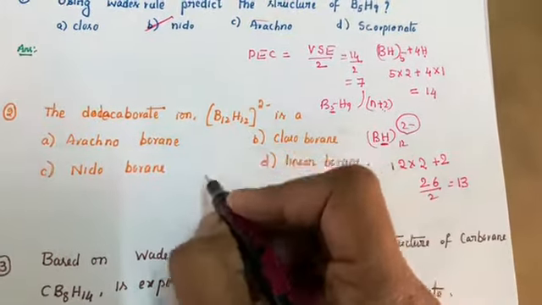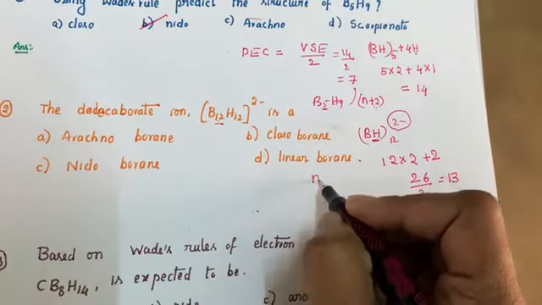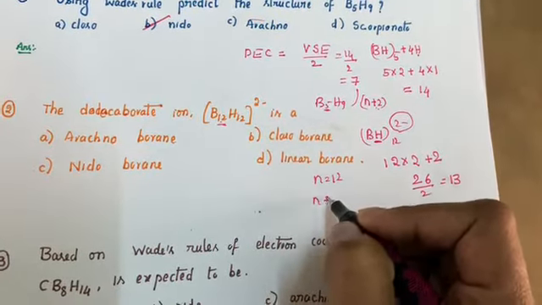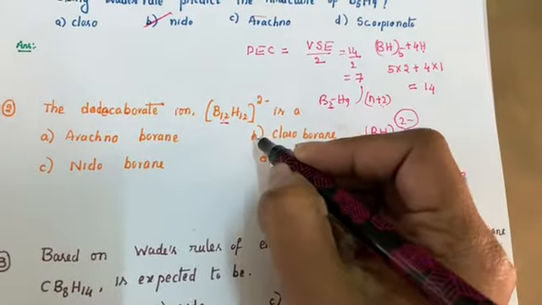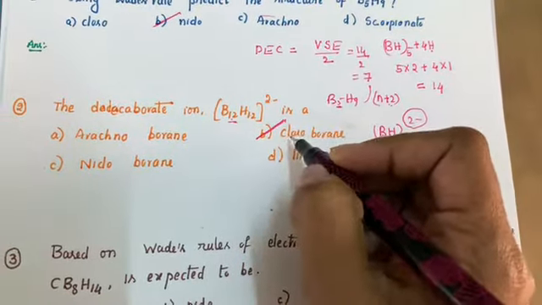So according to Wade's rule, n is 12, so it obeys the rule of n plus 1. That means the compound is said to be Closo. So this compound is categorized as a Closo borane.